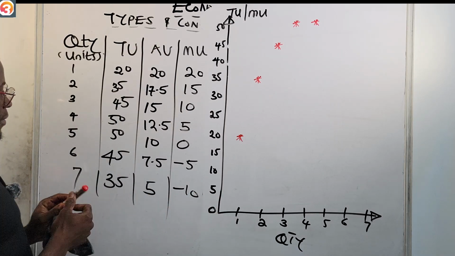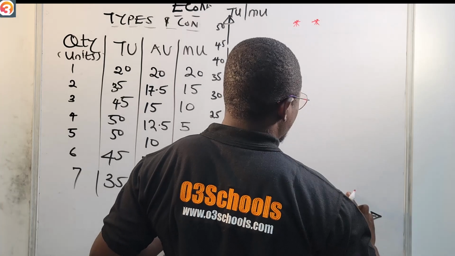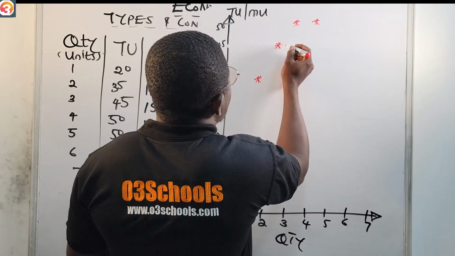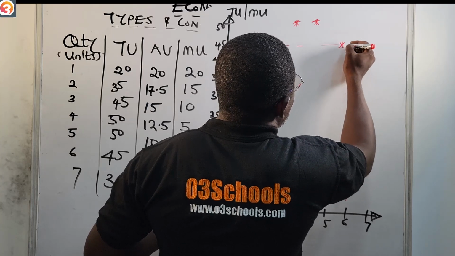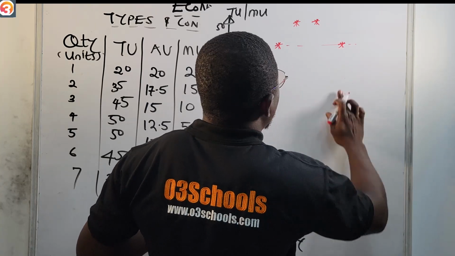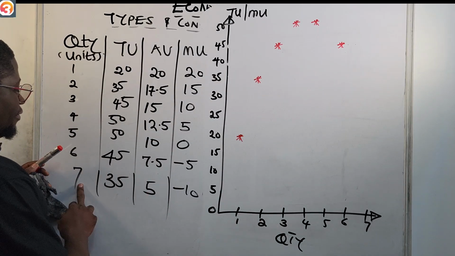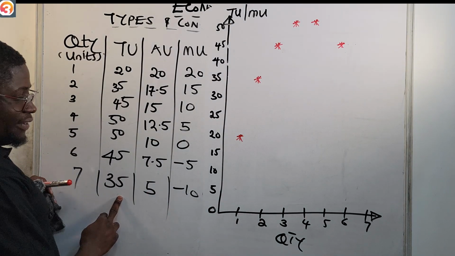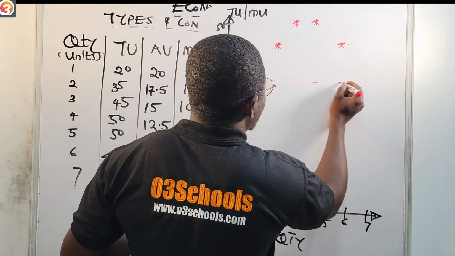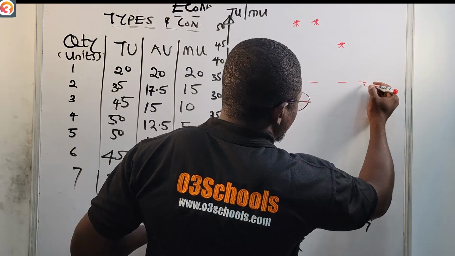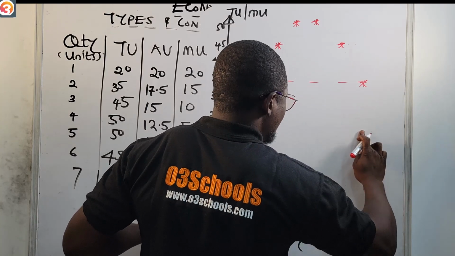Are we getting it? When quantity was 6, total utility was 45. Let's trace it, that is here, so it was somewhere here. It was 45. All right, so we have gotten that. When quantity was 7, total utility was 35, as you can see very well here. This is our 35. Let us trace it. This is our 7, so somewhere here.